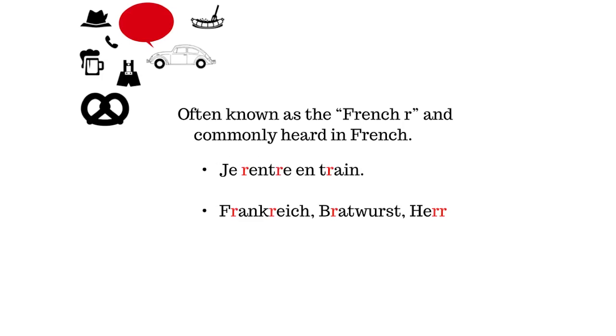And you'll be surprised maybe that the first example sentence here is in French. That's because this R is known as the French R. It's really common in the French language. So the first sentence would be pronounced Je rentre en train. And here are a few German example words. Frankreich, Bratwurst, Herr. Frankreich, actually the German word for France. Bratwurst, a delicious delicacy. And Herr, Mr.